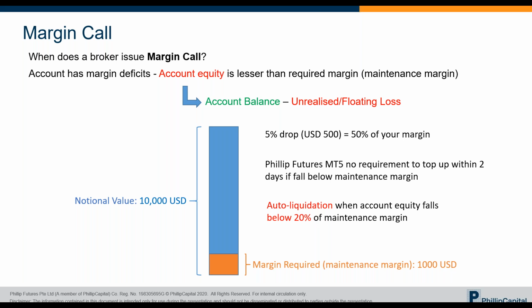So something about Phillip is that for our trading platform, Phillip Futures MP5 platform, there is no requirement to top up within 2 days. Instead, our platform has this auto liquidation function where your positions will only be liquidated when your equity falls below 20% of the required margin.